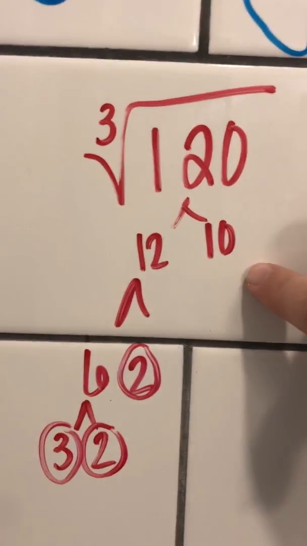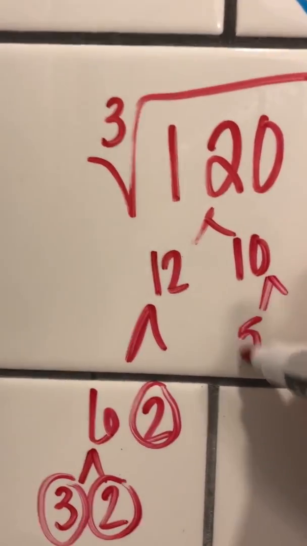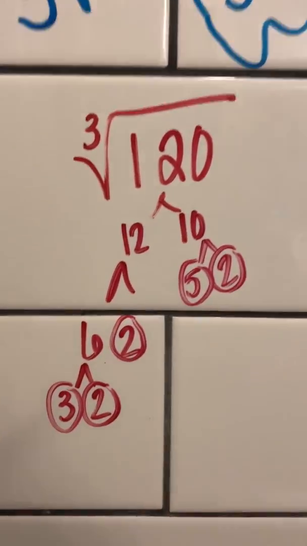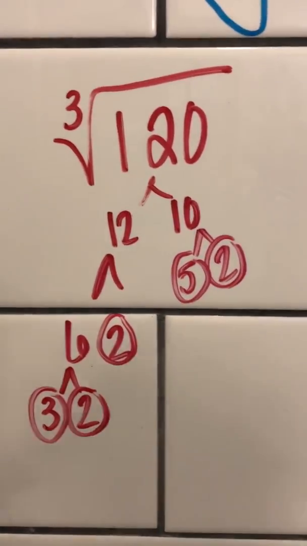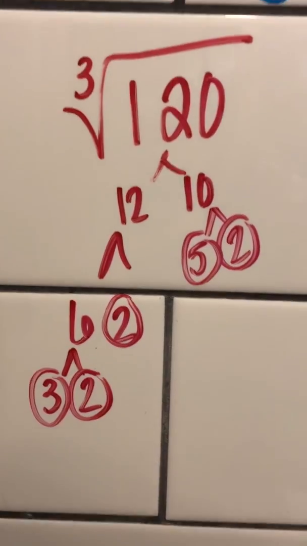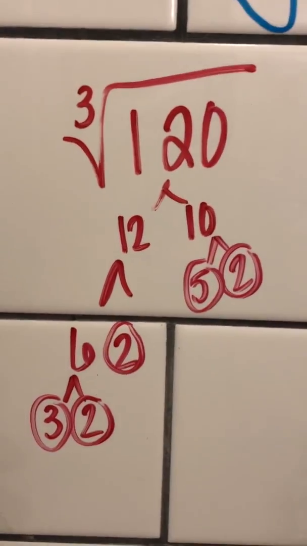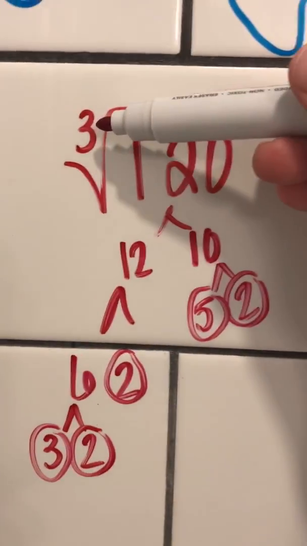I'm going to come back to my 10 now, and 10 can break into 5 and 2. I'm going to circle both of those. They're prime. So this is my factor tree. Now when I'm pulling numbers out to play outside, or I said grouping in twos, playing outside with your friends, I had referenced before. Now I have a little 3 that I have to pay attention to.